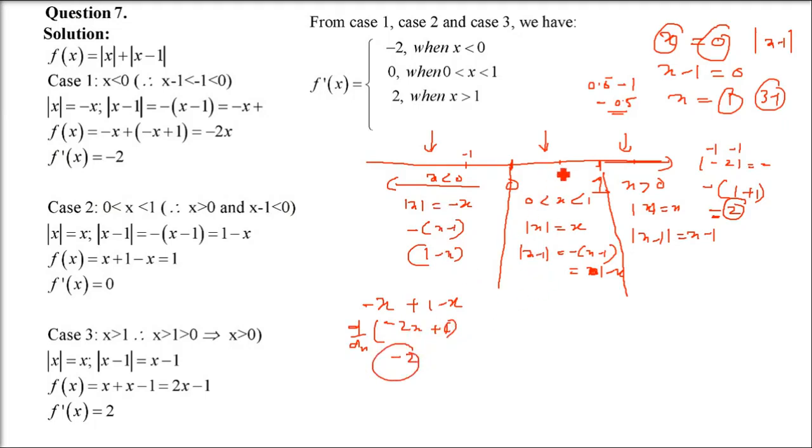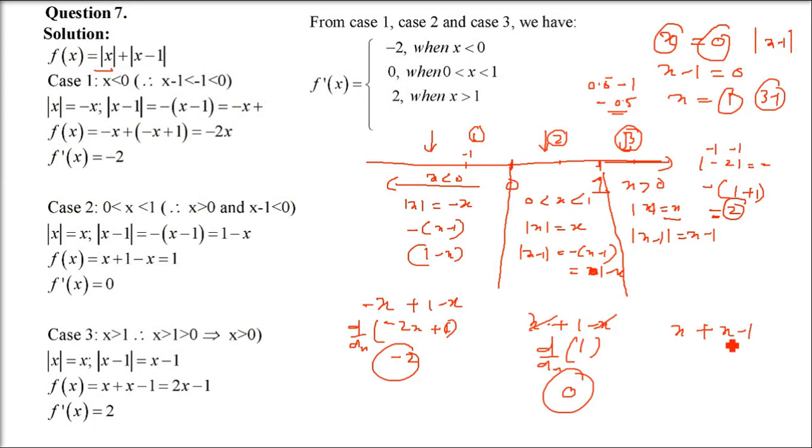Minus 2. Here, case 2: mod x is x and mod x minus 1 is negative of x minus 1, that is 1 minus x. So plus 1 minus x, x gets cancelled, and dy/dx of 1 is 0. So minus 2, 0. Now coming to the third condition, here both are positive. Mod x is x and mod x minus 1 is x minus 1. It will be 2x minus 1. When we differentiate, 2 will come out, since dy/dx of x is 1 and minus 1 is 0. So you get 2. So minus 2, 0, 2.